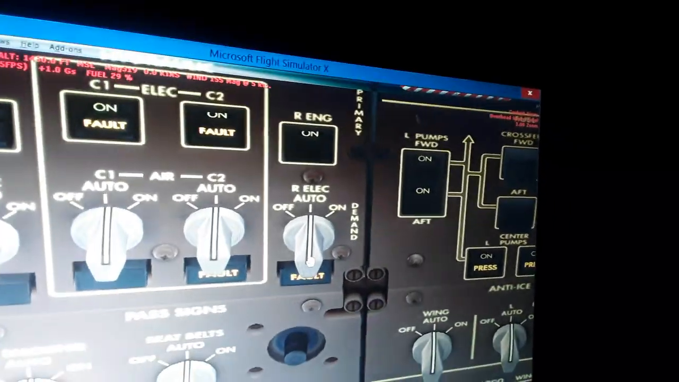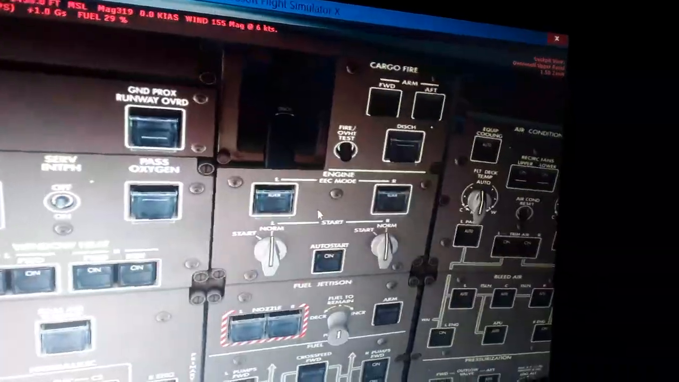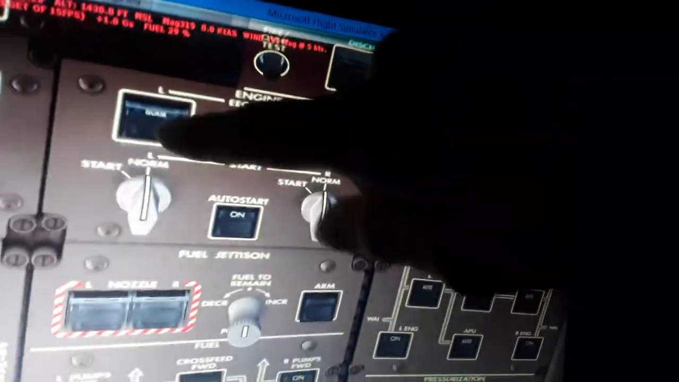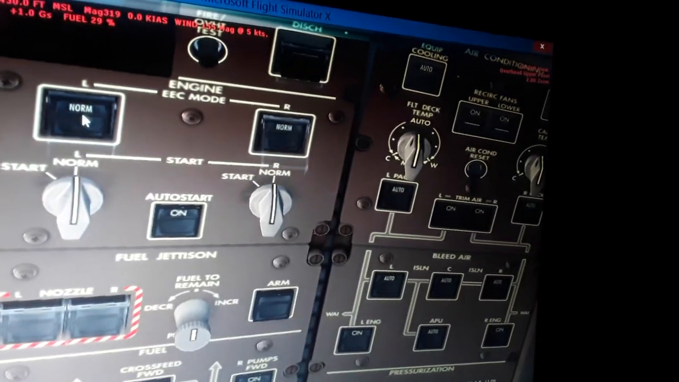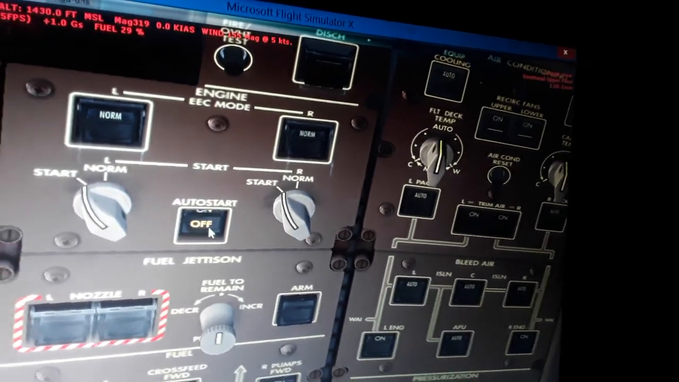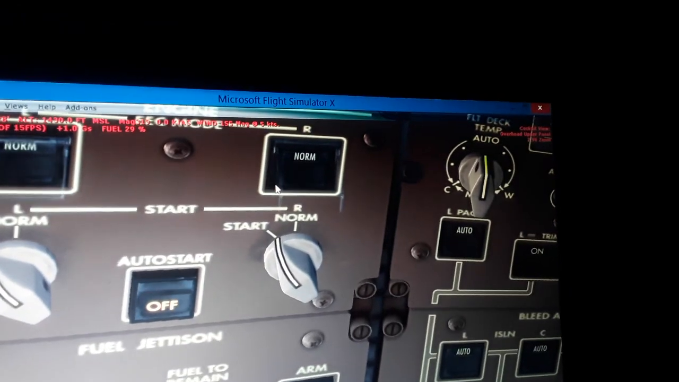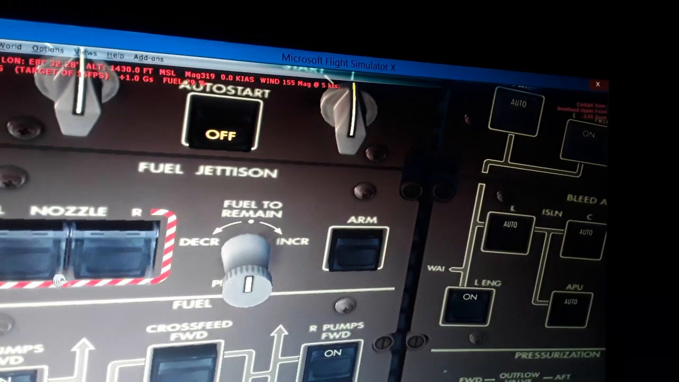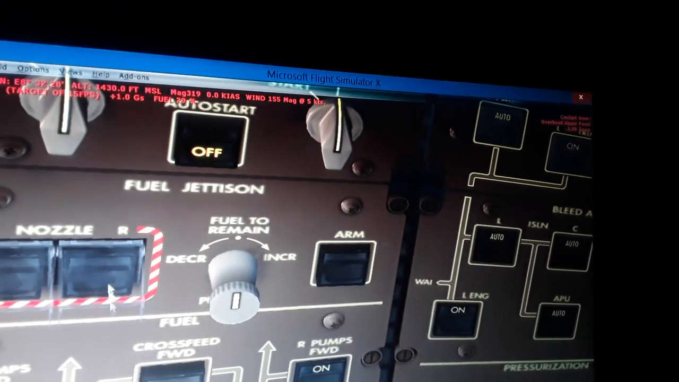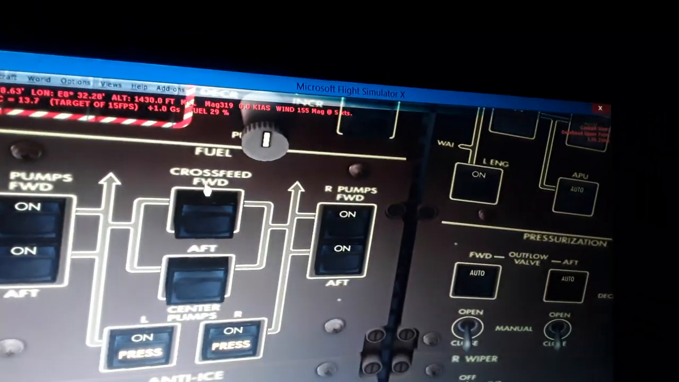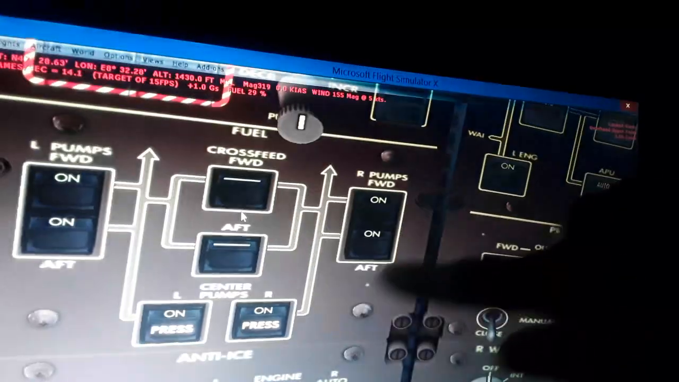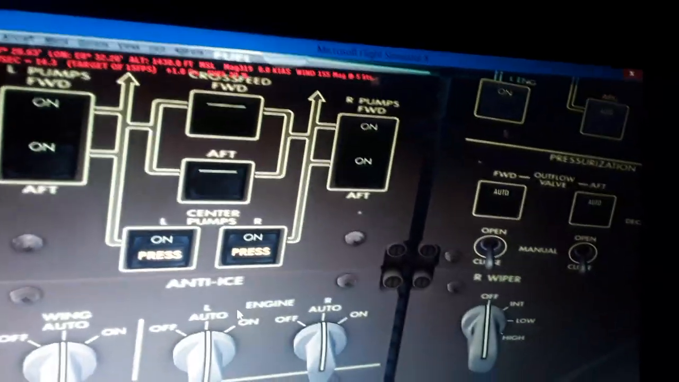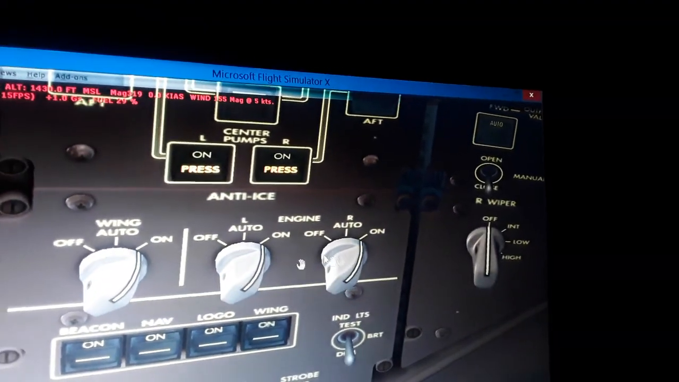The engine driven and the electrically driven. We have the fire extinguishers. We have the electronic engine control, the normal and the alternate mode. The auto start on and off. Normal, we can dump some fuel in flight. We will select the jettison and arm it. The crossfeed valves, you can see this is the left wing, the right wing and the center tank for fuel. We have the fuel on board, the wing and engine, the ice on and off.